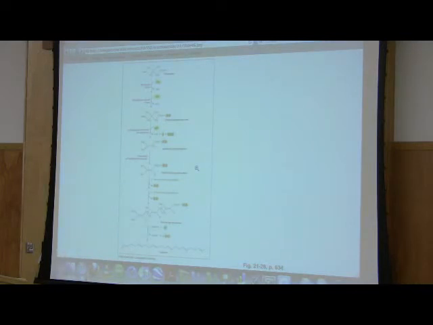Geranyl pyrophosphate is spelled G-E-R-A-N-Y-L. And farnesyl pyrophosphate is spelled F-A-R-N-E-S-Y-L. So geranyl has 10 carbons, farnesyl has 15 carbons, and you can see that we're building these 5 carbons at a time. We then take two farnesyls and combine them together, and we get a 30-carbon molecule called squalene.